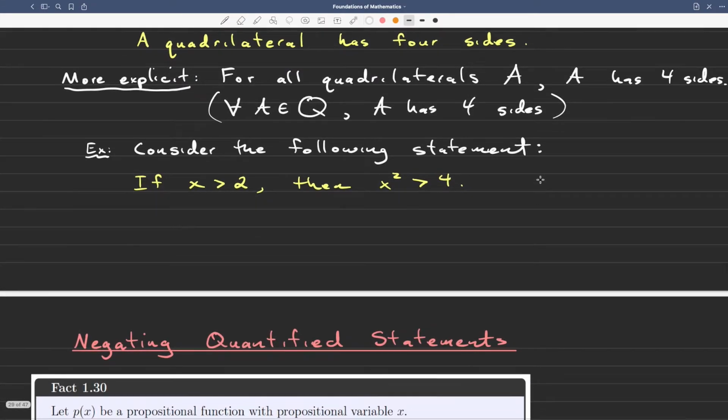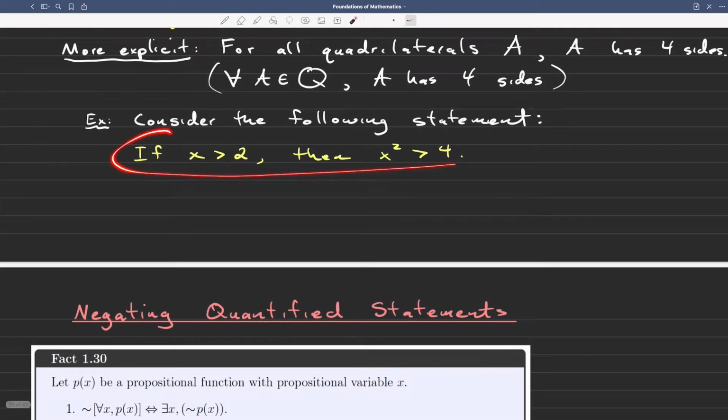And then in the next example, the statement is: if x is greater than 2, then x squared is greater than 4. Now, in this one, it's implicit that this is talking about all values of x that are greater than 2. So there's an implicit or hidden universal quantifier. There's also an implicit universal set, because whenever you say x is greater than 2, that symbol greater than only really makes sense for certain kinds of number sets.